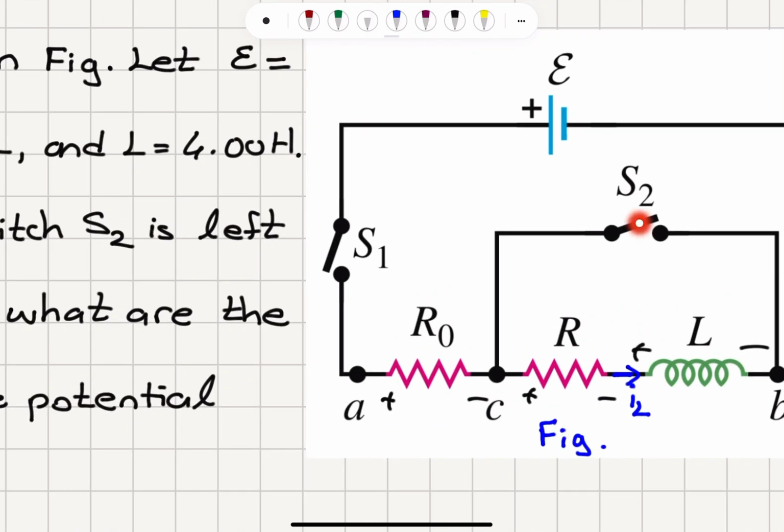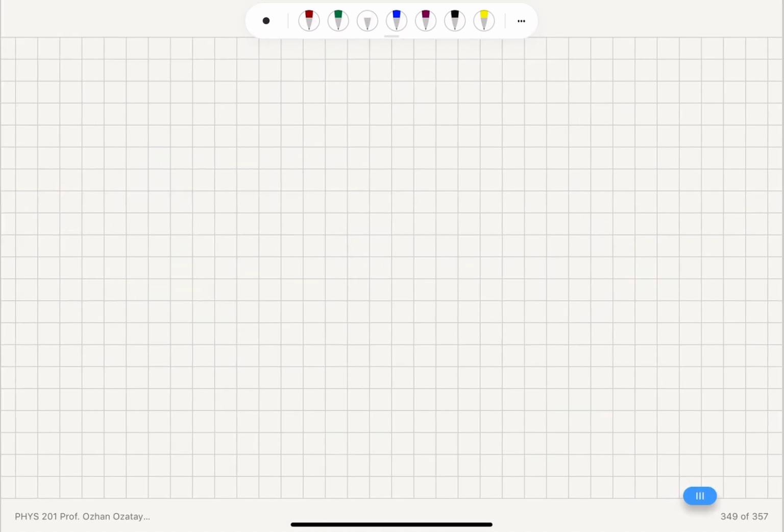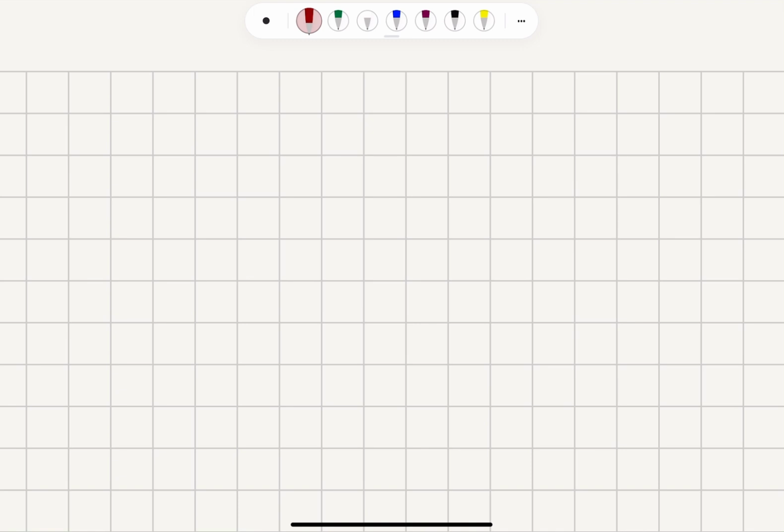Now, when this switch is left open, this switch is closed. Using Kirchhoff voltage law here, I have I0 R0, I0 R plus L di/dt, the voltage drop across the inductor, equal to epsilon. So that's the differential equation I have to solve to find the current as a function of time.